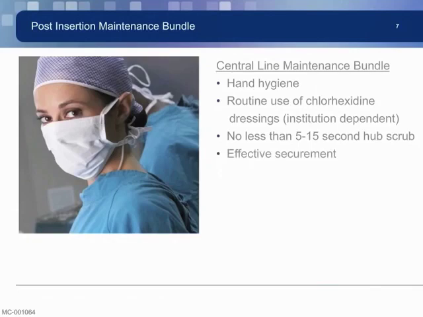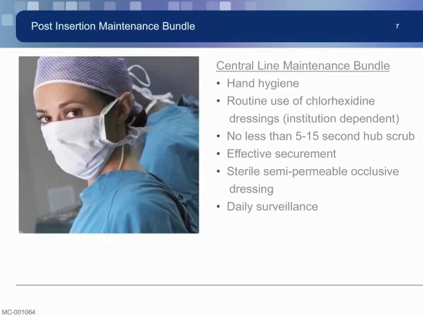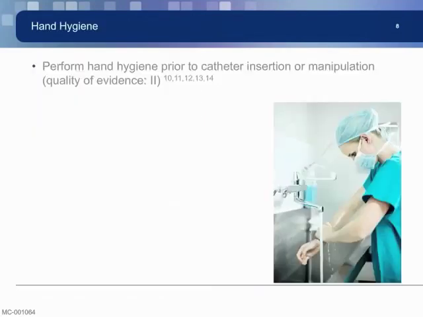Effective securement to reduce the amount of catheter movement in and out of the insertion area. Sterile, semi-permeable, occlusive dressing to maintain a clean, dry, and intact surface area. Daily surveillance to ensure catheters are removed when no longer clinically indicated. Hand hygiene is an essential part of both bundles. Hand hygiene is required prior to all central line insertions and manipulations.